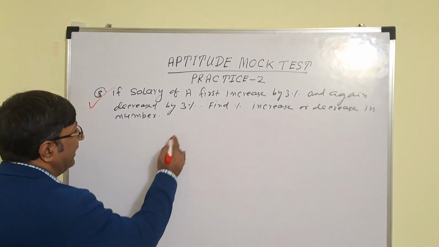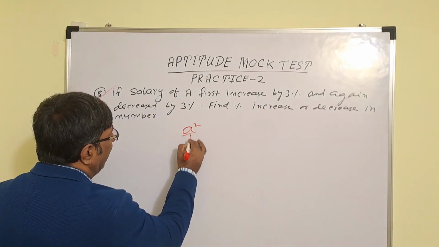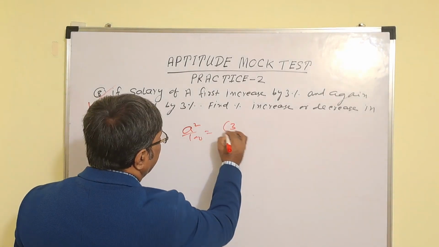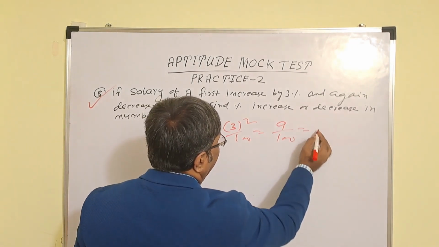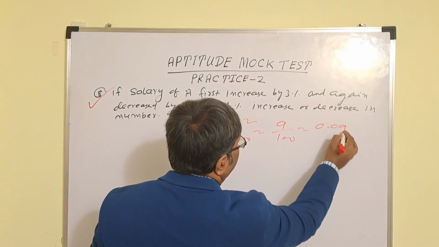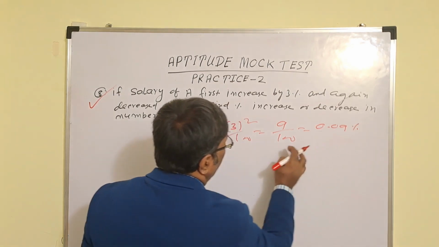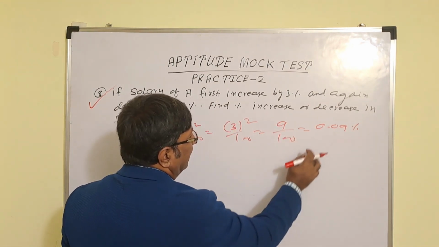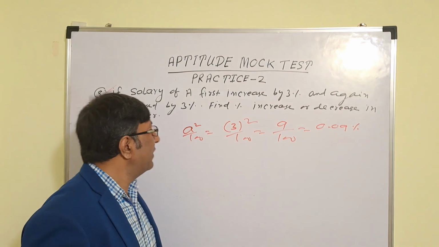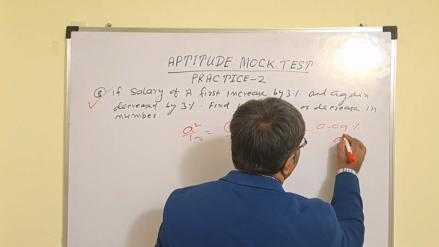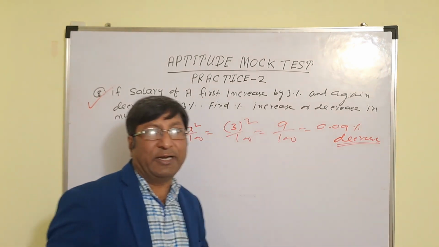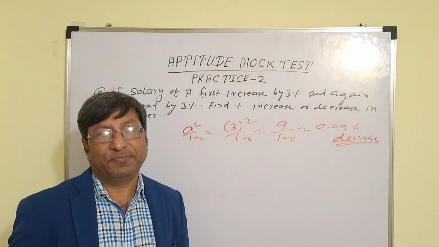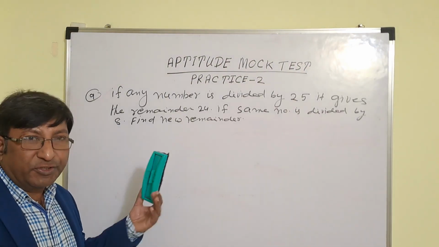0.09%. So you can see here, this is A square by 100. A is 3, so 3 square by 100. So this is 9 by 100. So this is 0.09, because after 2 digits the decimal comes. 0.09% is what? Decrease. So this is our correct answer, 0.09% decrease.